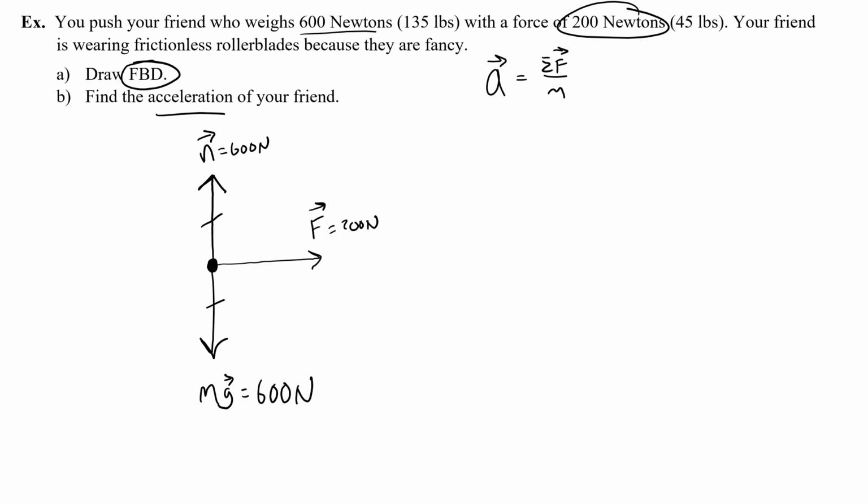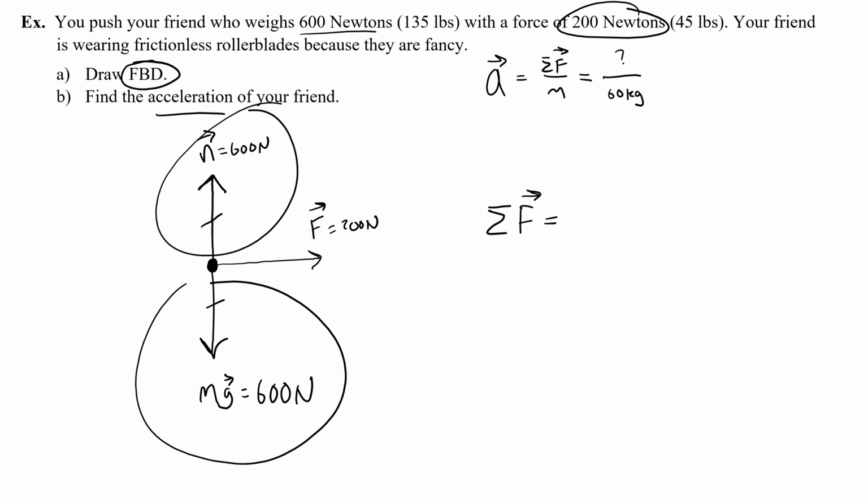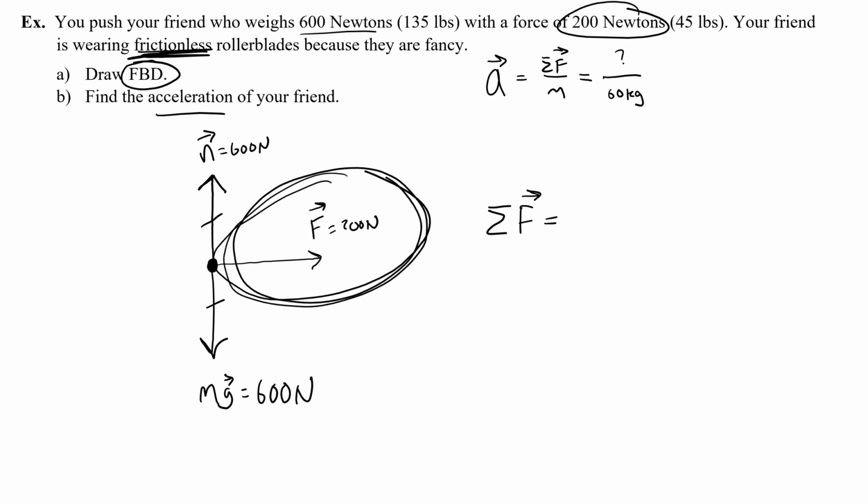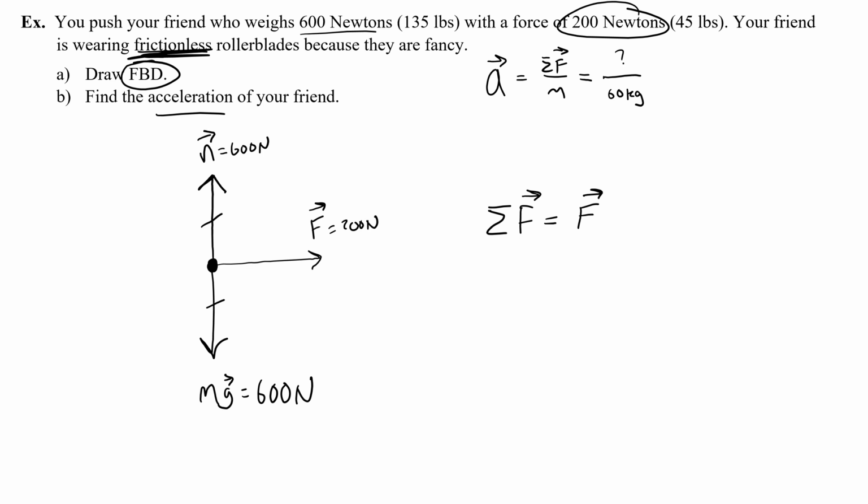So to figure out the acceleration, I know the mass is 60 kilograms. We calculated that before. And the net force. Okay, so what's the net force? Now this is a situation where the normal force and the weight, they balance each other, so they don't contribute to the net force. They cancel out. And there's no friction because these are frictionless rollerblades. So the only force that's really acting on the object and changing the motion is this applied force. So you would just say sigma F does equal F for the applied force. So this is a rare case where the applied force is the same as the net force. And so this tells you that the net force is that 200 newtons.